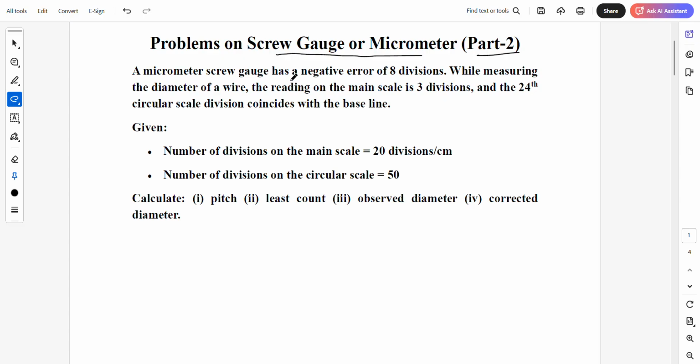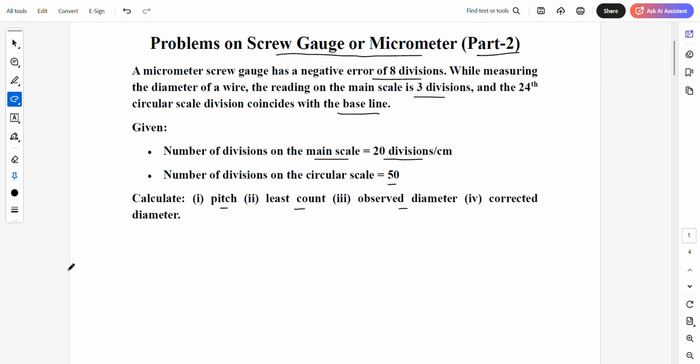A micrometer screw gauge has a negative error of 8 divisions. While measuring the diameter of a wire, the reading on the main scale is 3 divisions and the 24th circular scale division coincides with the baseline. Given number of divisions on the main scale is 20 divisions per centimeter. Number of divisions on the circular scale is equal to 50. You are supposed to calculate pitch, least count, observed diameter, corrected diameter.